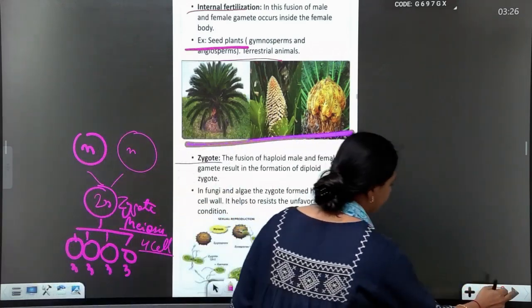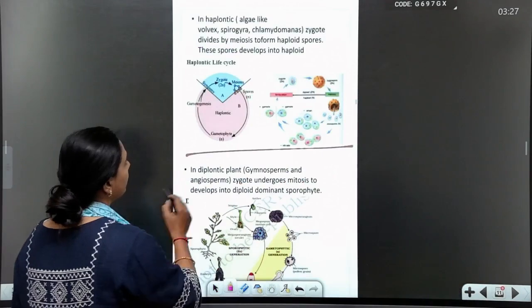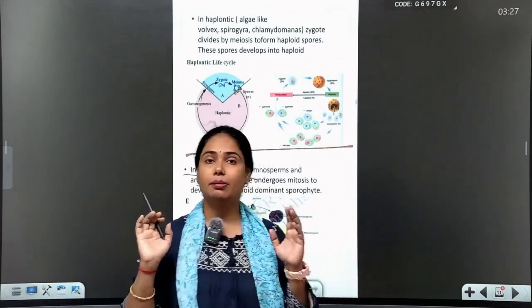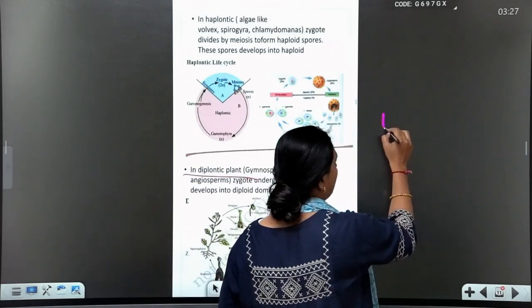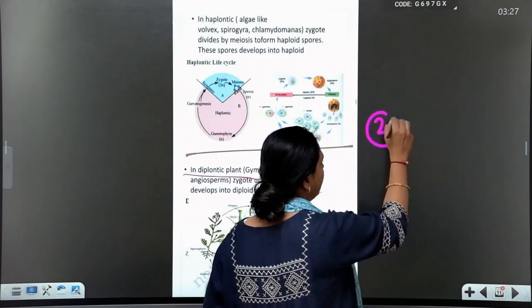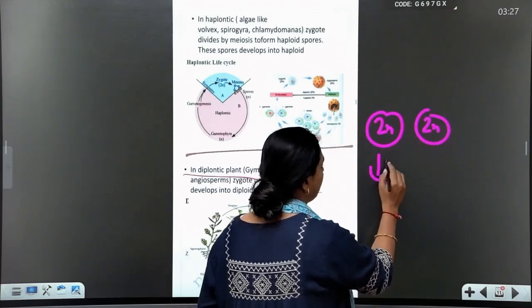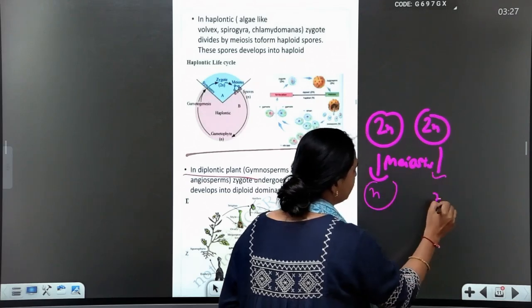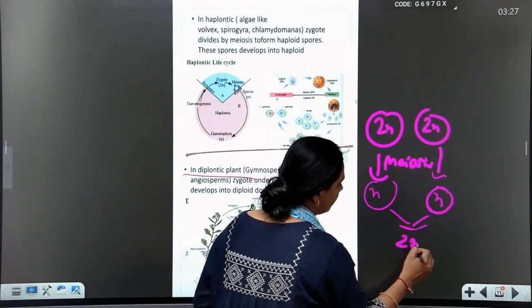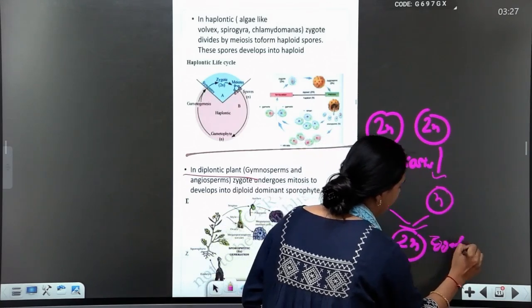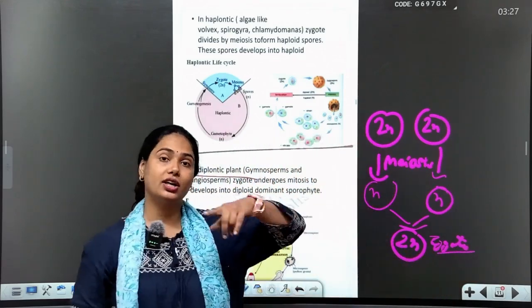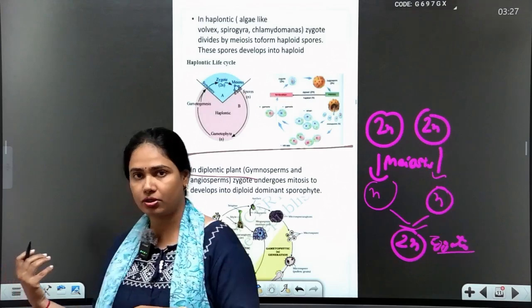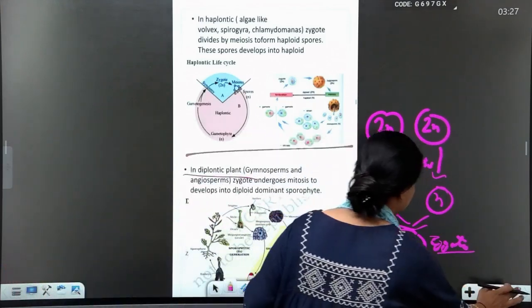Now, we can see here in diplontic plants, or we call it in diplontic animals, we mostly see a diploid male organism and a diploid female organism. Our body shows meiosis first because we have to halve the number. Okay students, we halve the number and again we form a zygote. So now our zygote doesn't show meiosis because meiosis already happened in our body. So this type of process is called the diplontic zygote, and the other type we call haplontic zygote stages.